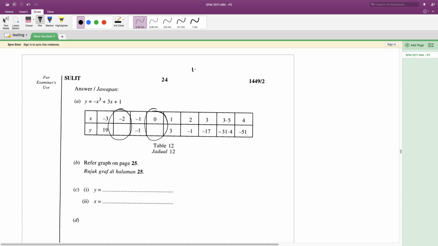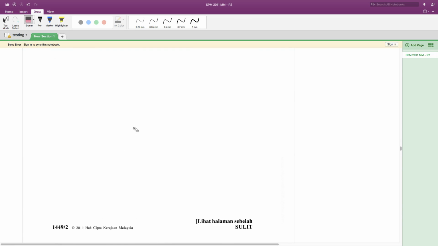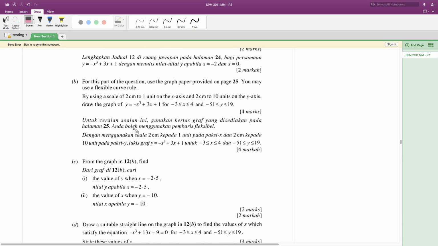So if this one is negative 2, you get negative 2 cubed plus 3 times negative 2 plus 1. This one is basically quite simple. This one is 8 minus 6 plus 1. You should get 3. So this is 3. This is 0, even easier. This is 1. 0, 0, 1. Alright, then you solve both of these. Then let's move on to the second part.